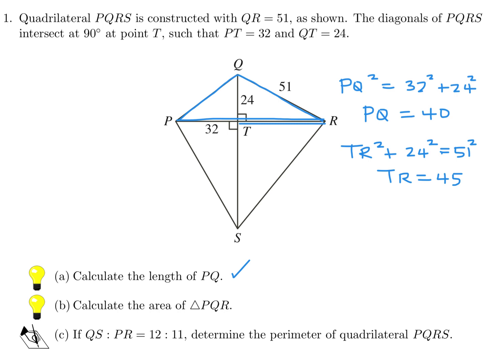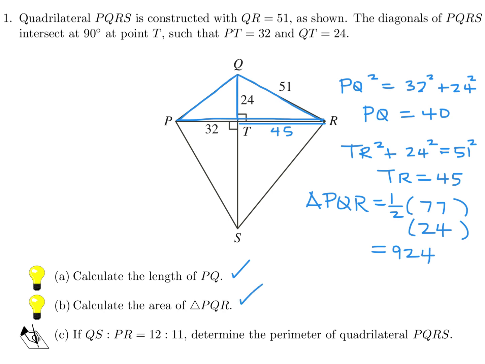So now when we calculate the area of triangle PQR, it's really just 1/2 base times height. And the base is 32 plus TR, and TR is 45, so that's what, 77, I believe. And the height is just this guy, 24. So it's 1/2 times 77 times 24, and that turns out to be 924.